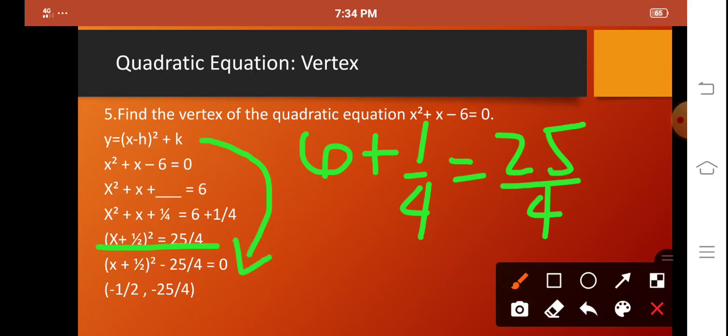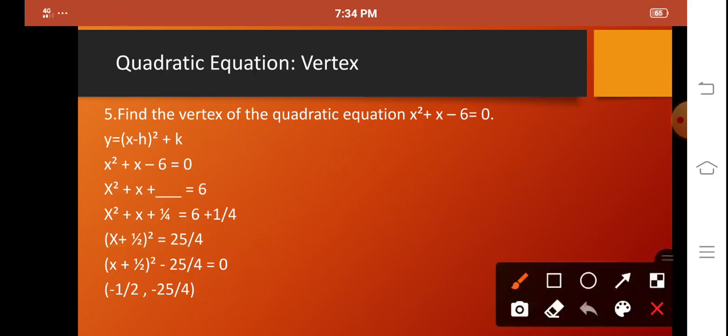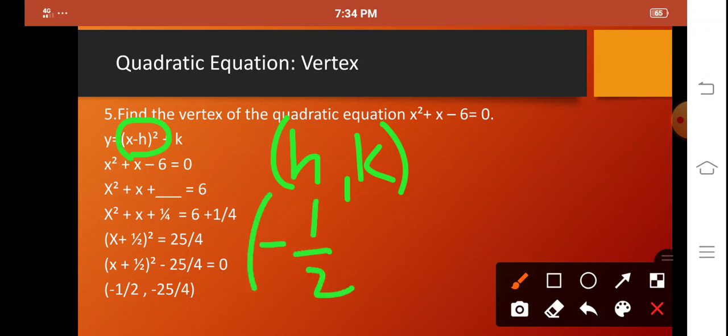So what is our vertex? Our vertex is h and k. What is h? Our h here is negative. Negative times positive is negative, so we get negative 1/2. Our k is negative 25 over 4, just copy negative 25 over 4.